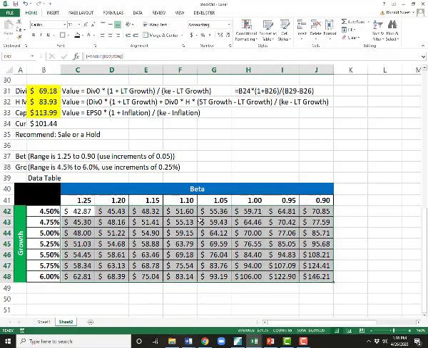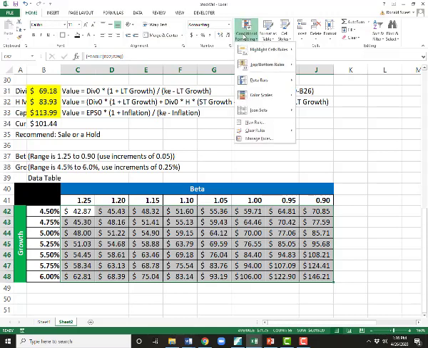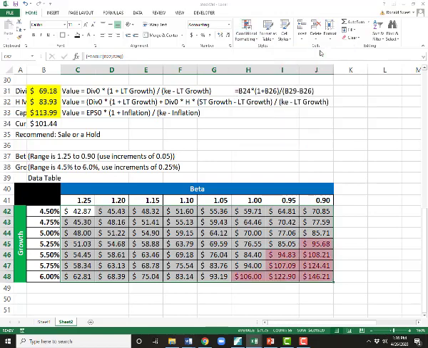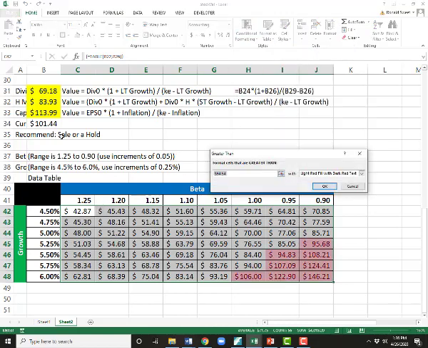The one last thing I want to add in here is some coloring. So I'm going to highlight all of these prices, and I'm going to go to the home, click on the home, and do conditional formatting. And I want to highlight the cells. If these cells are greater than 101.44, I want it to be green, because what that means is I think it's a good stock. What the green means is my valuation is higher than the current price, therefore I think it's a good stock.